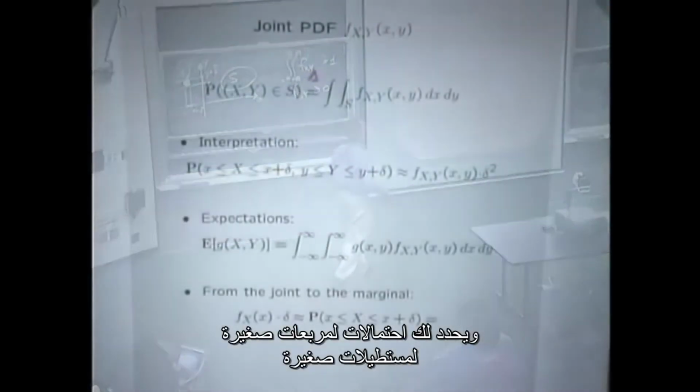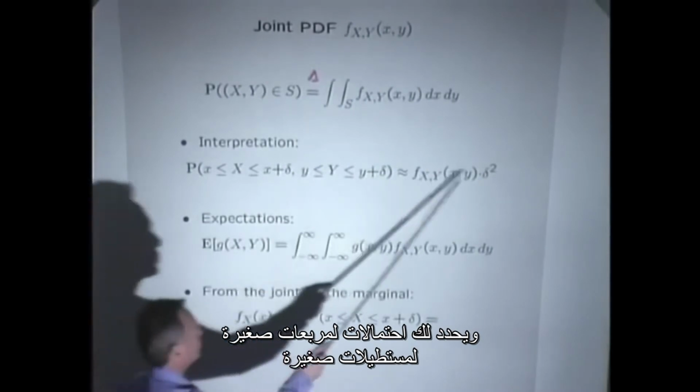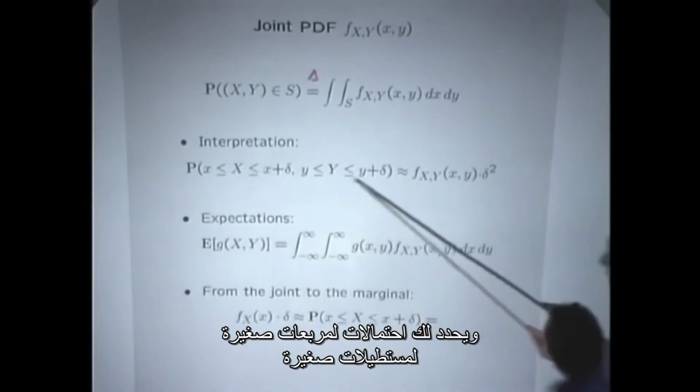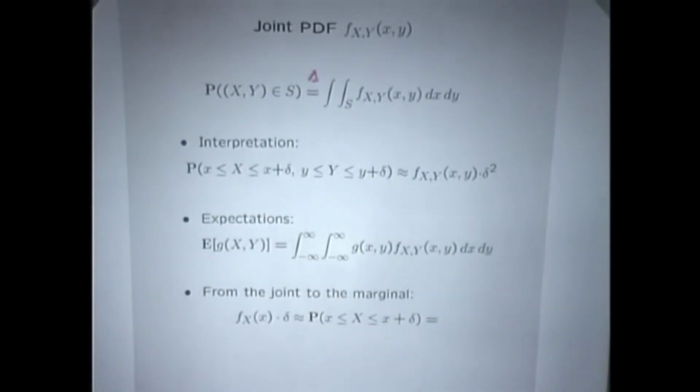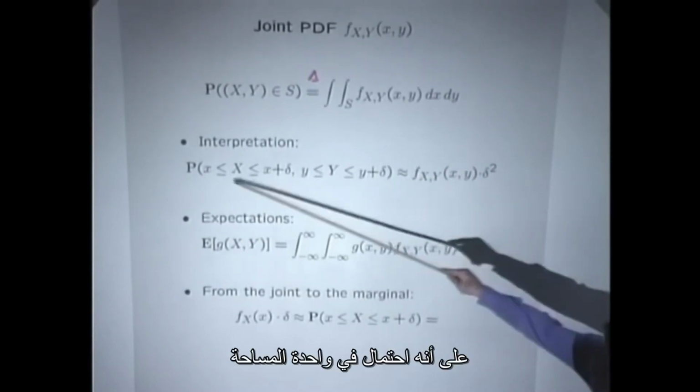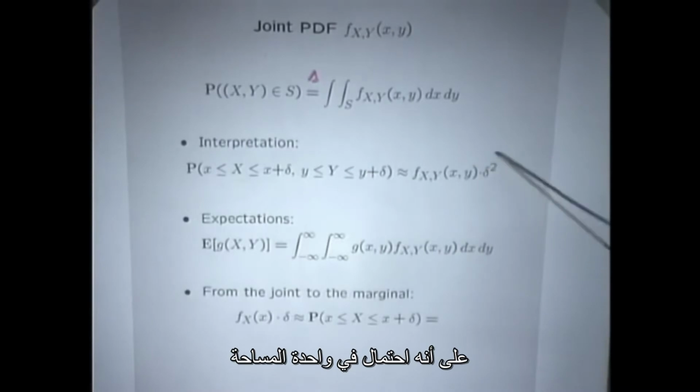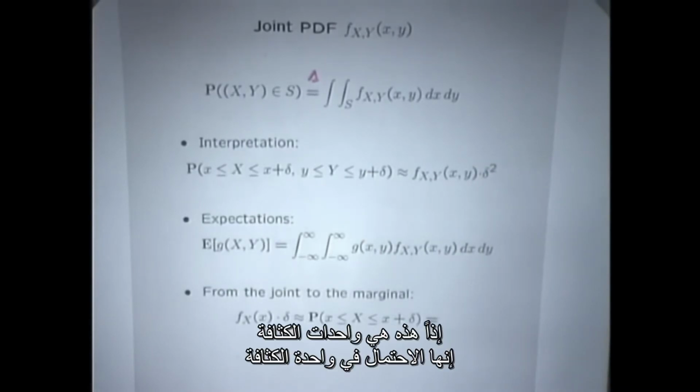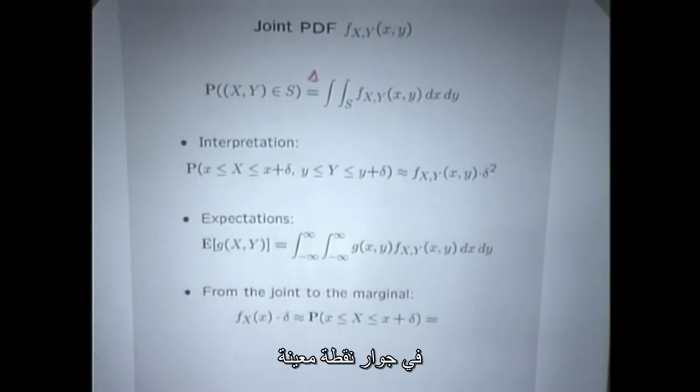It specifies for you probabilities of little squares, of little rectangles, and it allows you to think of the joint density function as probability per unit area. So these are the units of the density. It's probability per unit area in the neighborhood of a certain point.